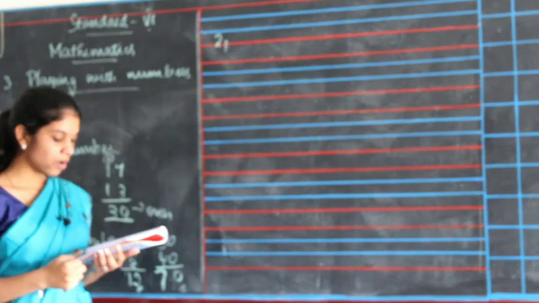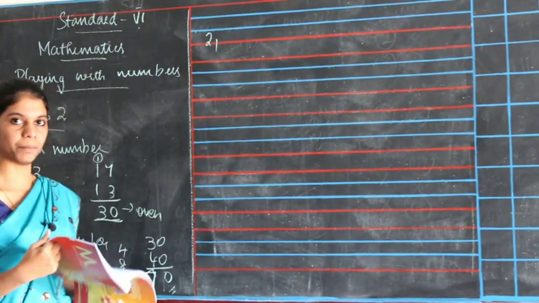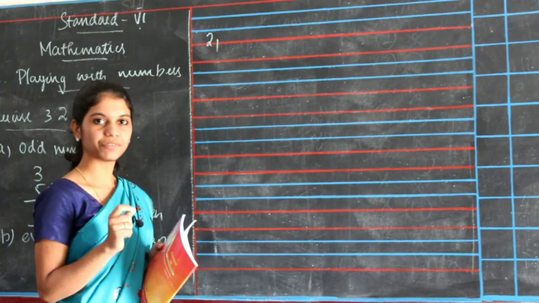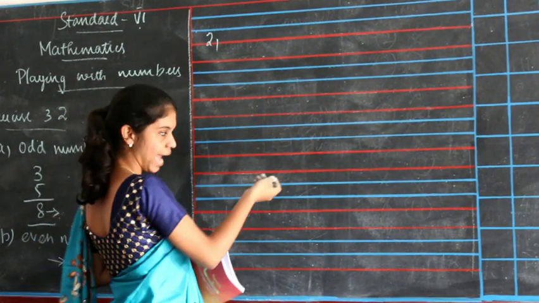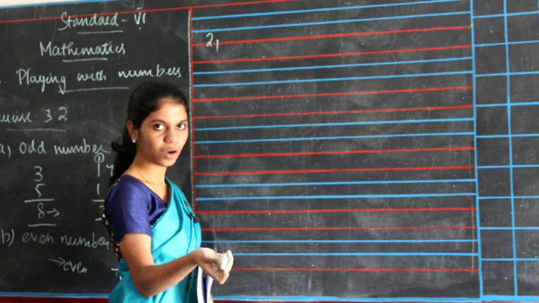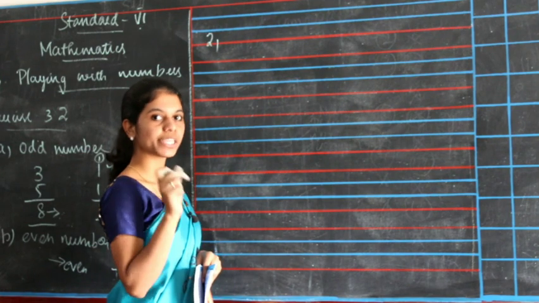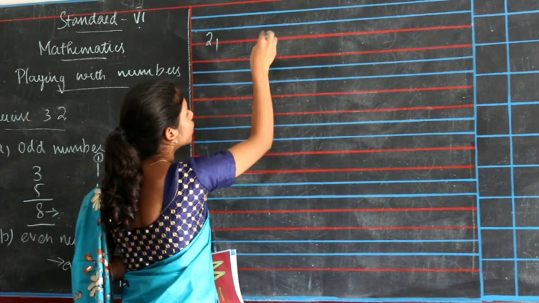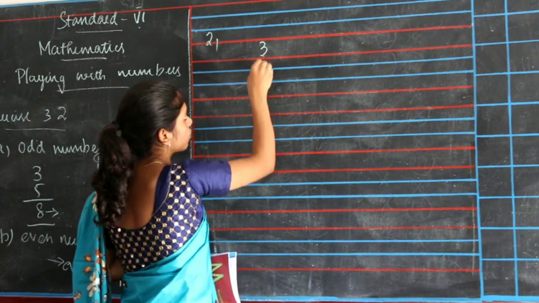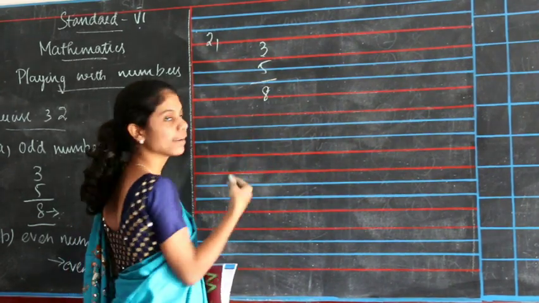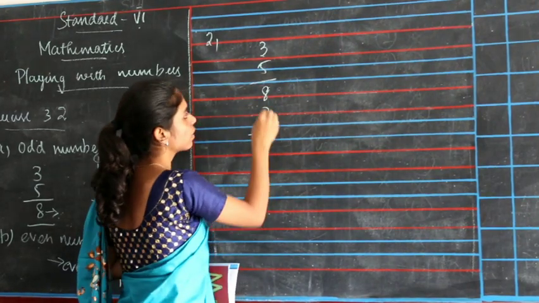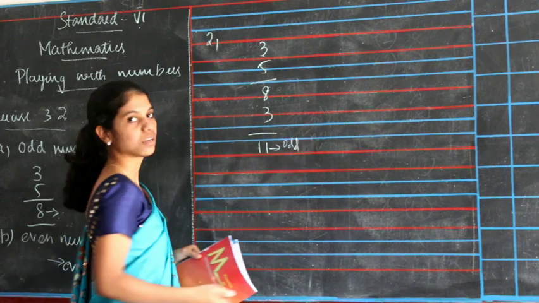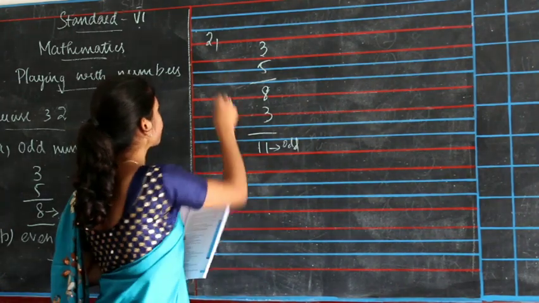Okay, so next we are going to see true or false. The sum of three odd numbers is an even number. If you sum two odd numbers, you will get an even number. But if you add another odd number to the even number, you will get an odd number. For example, odd numbers 3 and 5, you will get 8. Add another 3. 8 plus 3 will be 11, which is odd. So the first one is false.